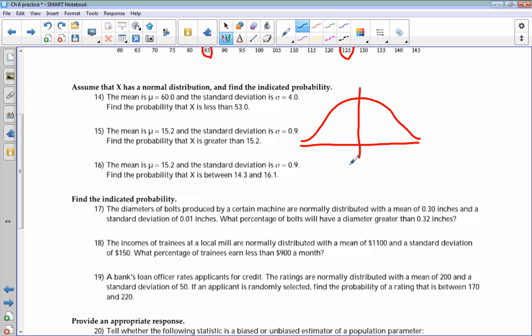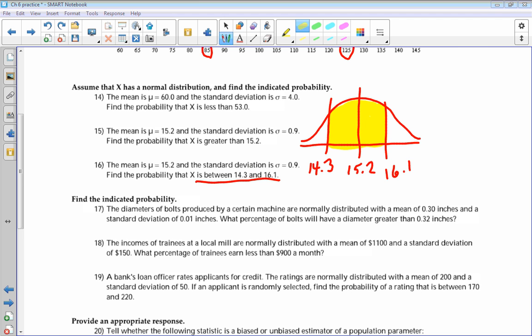So my mu is 15.2. I want to know that X is between 14.3 and 16.1. Well, obviously 14.3 would be here, and 16.1 is going to be somewhere up in there. So I want to know between. Since I want to know between, this is what I'm looking for. And again, because I'm shading, that's the other thing that reminds me that I'm looking for the area. I'm looking for the probability.